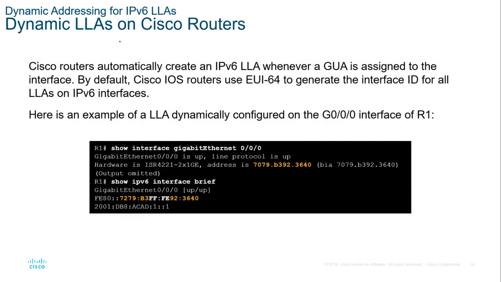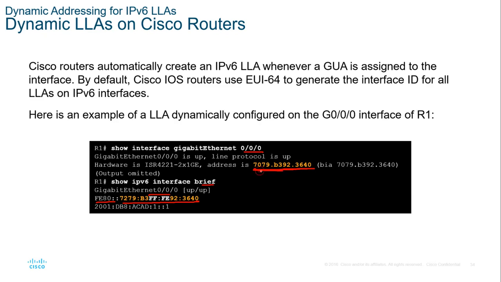So dynamic link local on Cisco router, as you can see. We have this show interface gigabit Ethernet. When you look at this, this is the MAC address of this interface. But when it comes to show IPv6 interface brief, the link local address has this. The moment you see this, you know that it is the MAC address. Whichever interface ID is used, it's generated from the MAC address. But when you compare the two, this and then this, they are not the same.